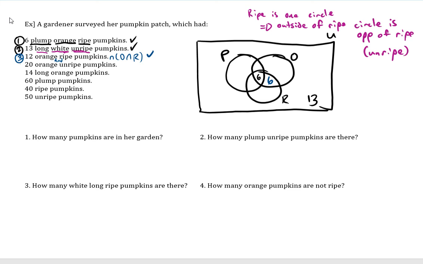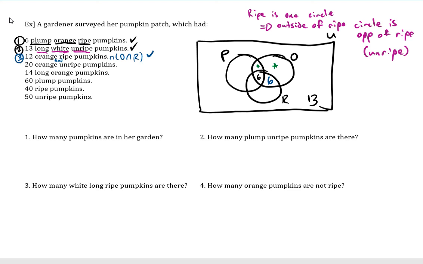Okay, so orange is this whole circle right there. Unripe would be the parts of the orange circle that are not in the ripe parts of that circle. So I'm going to erase this in just a second. It would be this region and this region right there, because that's still inside the orange circle, but it's taken away the ripe parts.